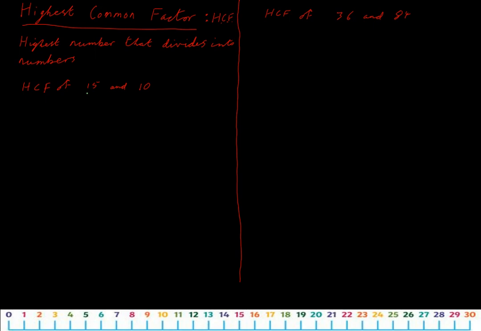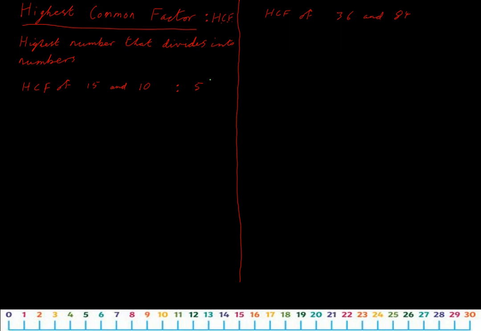So we can do this by inspection. You know what the factors of 15 are and you know what the factors of 10 are. So what numbers divide into both of them? Without having to do very much work, you can probably figure out that the highest common factor is going to be 5. The highest common factor of 15 and 10 is 5.